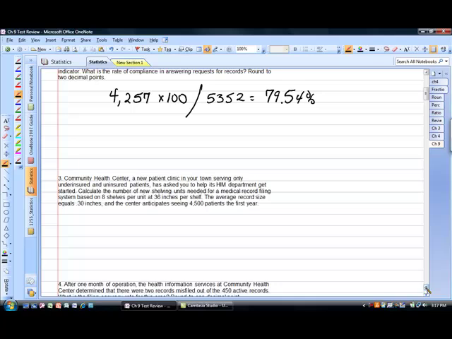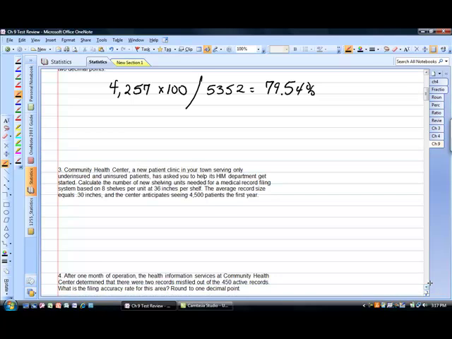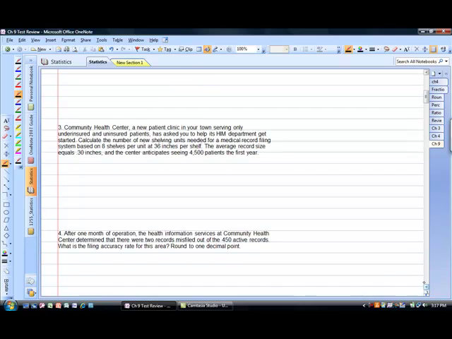Community Health Center, a new patient clinic in town, is serving only underinsured patients. It has asked you for its help in getting it started. Calculate the number of new shelving units that are needed. The first thing you do with these sort of problems is find out how many inches are in one shelf. And in order to do that, we multiply 36 times 8, and that gives us 288 inches in one shelf, in one shelving unit.